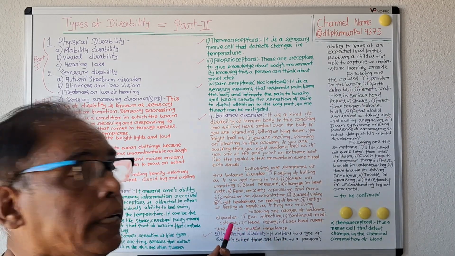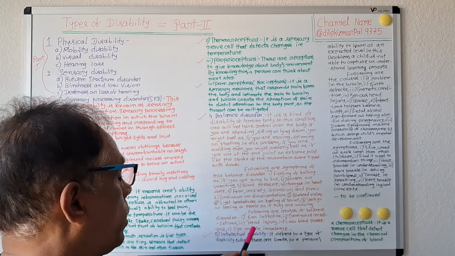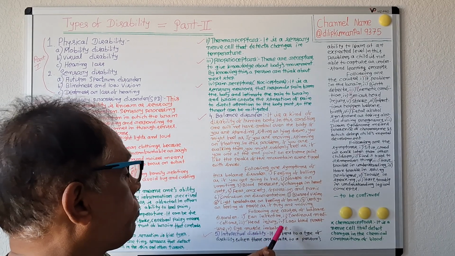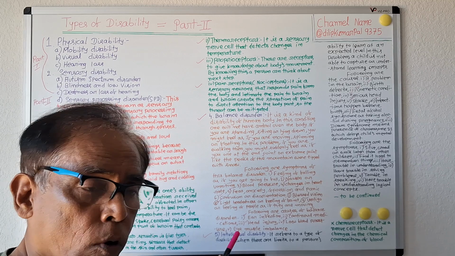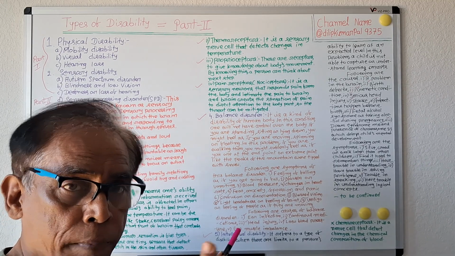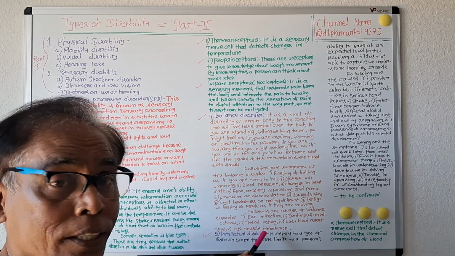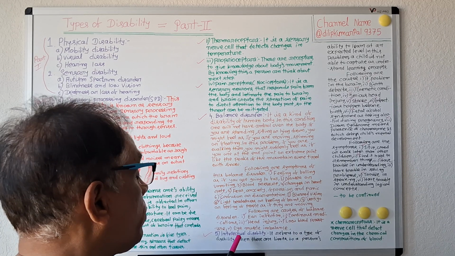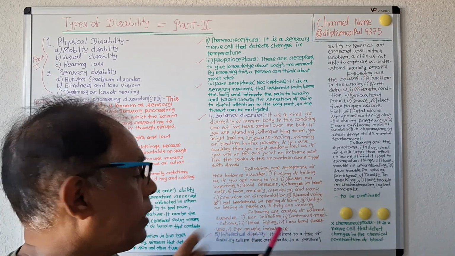Following are the causes of balance disorder. What are the causes of balance disorder? Number one, ear infection, continuous medication, head injury, low blood pressure, and eye muscle imbalance. These are the causes.